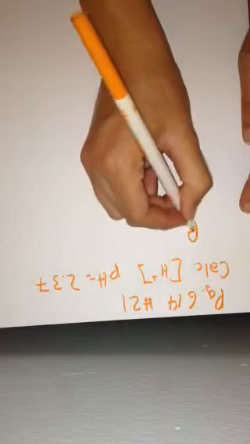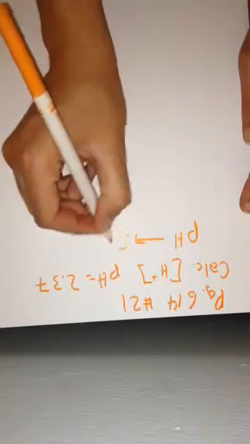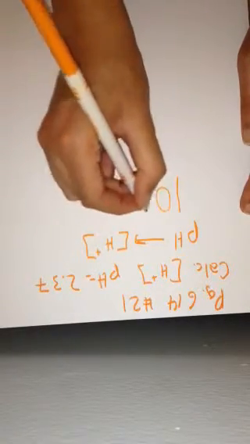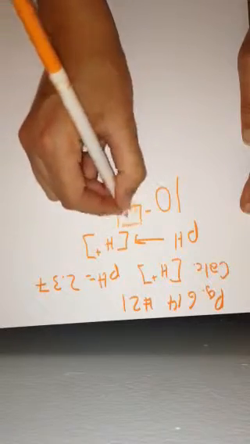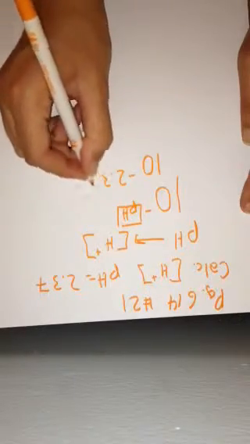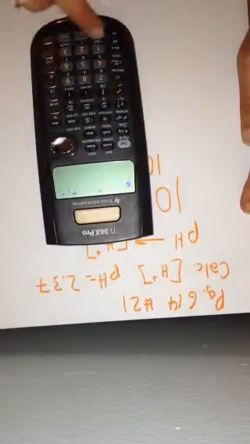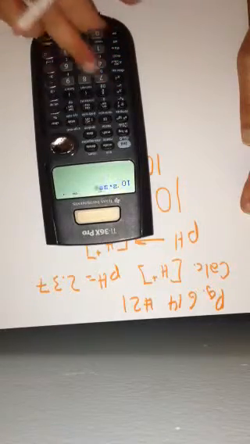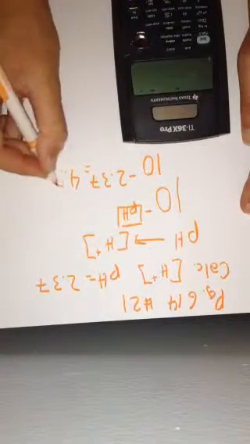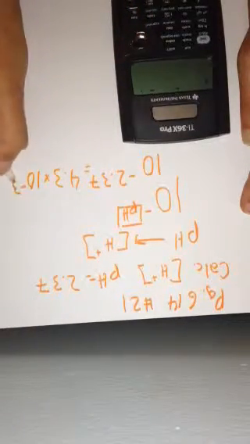The reason I'm starting with this one is because this is the first step in the Ka problem, so I figured you kind of need to know how to do it. You want to go from pH to the concentration of H plus. You're going to do 10 to the negative value of your pH. In this case, that means we're going to do 10 to the negative 2.37. On your calculator, 10 to the negative 2.37 is 4.3 times 10 to the negative third.